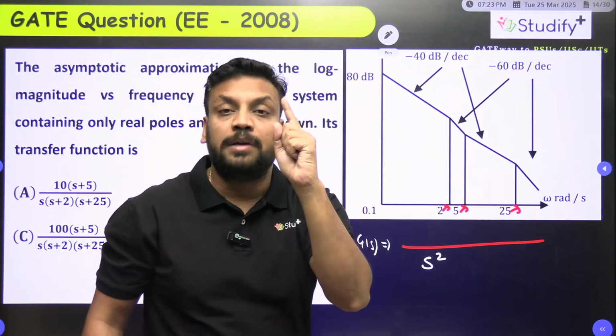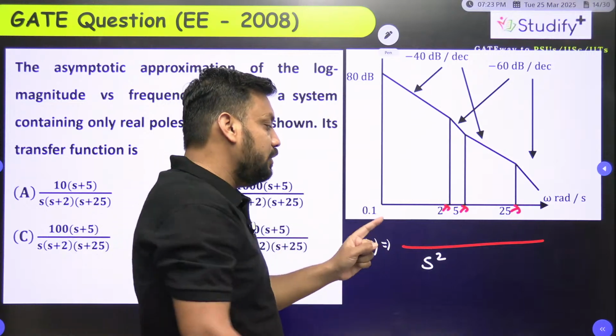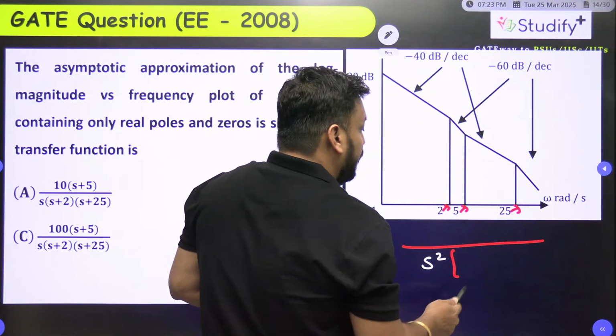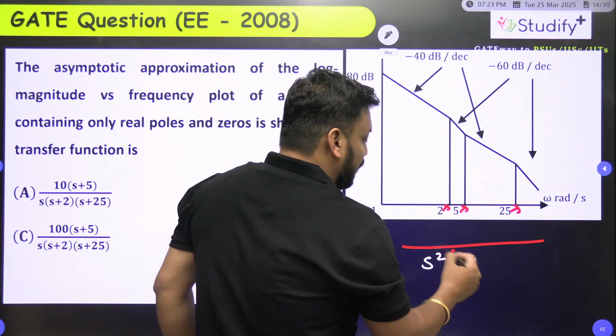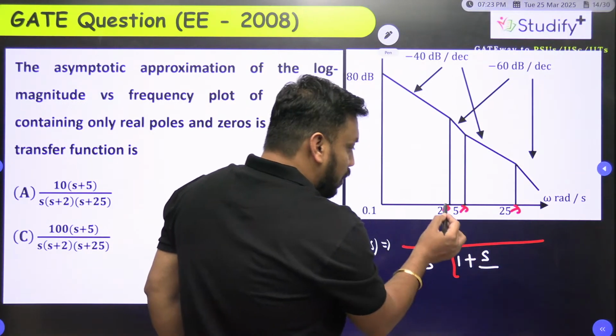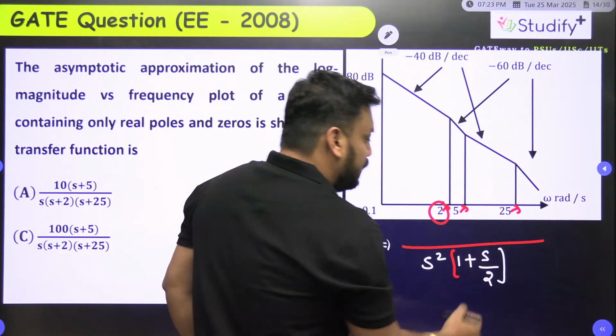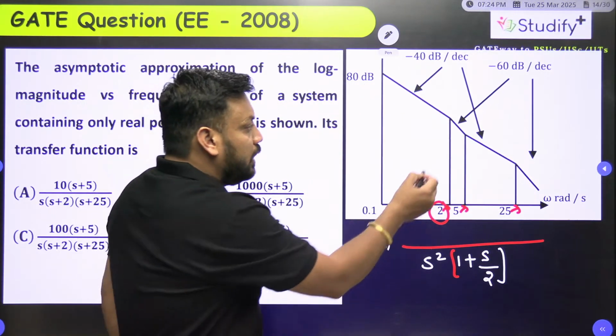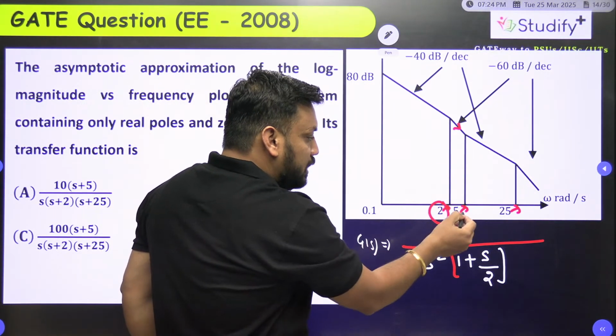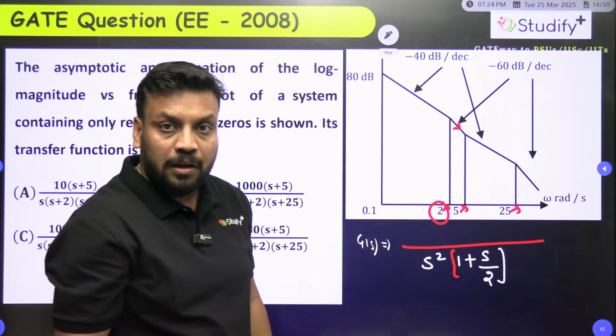It means there will be one more pole. A pole means we should write it in the denominator, and I told you in the last class we should write it like 1 plus s upon the corner frequency, which is 2 only. So we should write it like this. Now student, right now we are here, but as soon as 5 radian per second comes, what will happen?